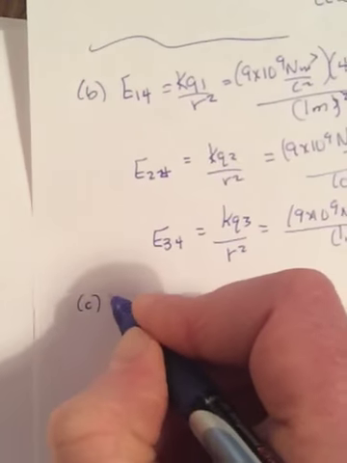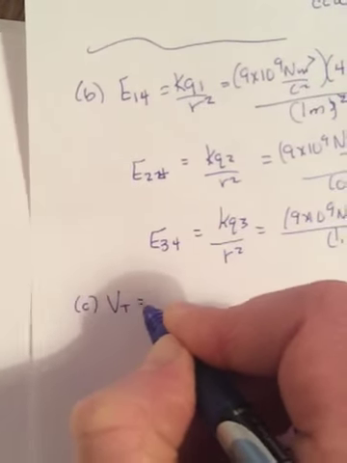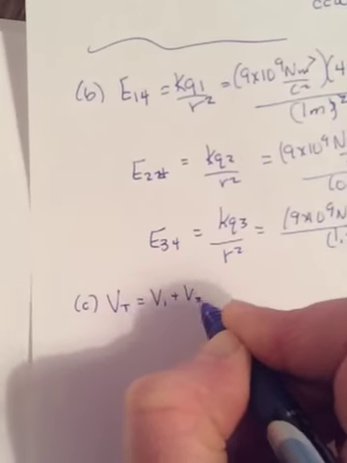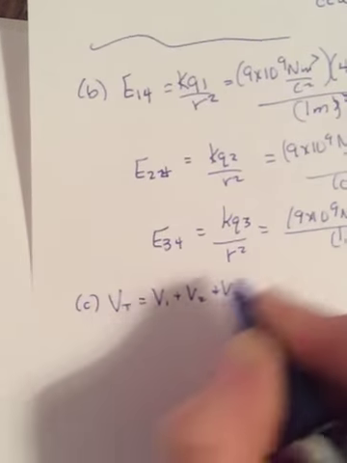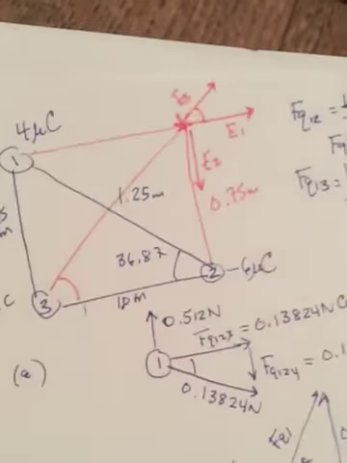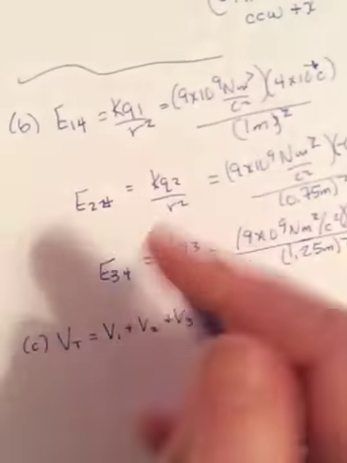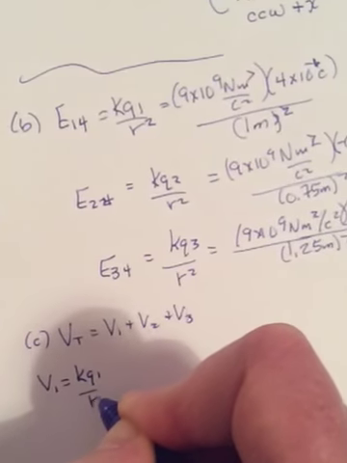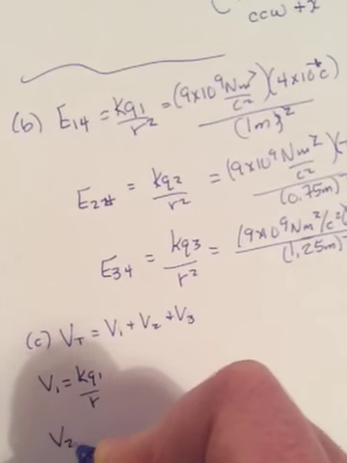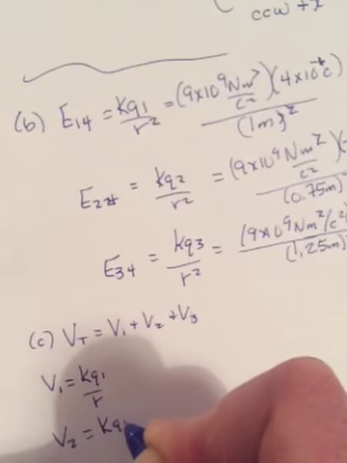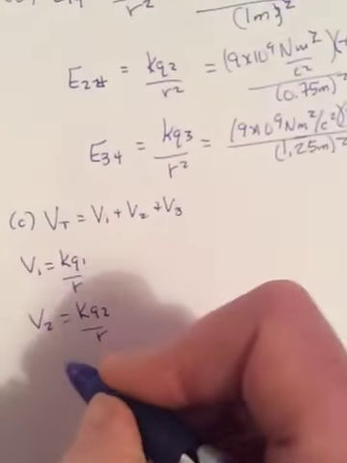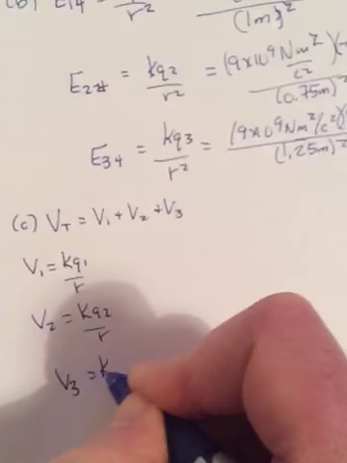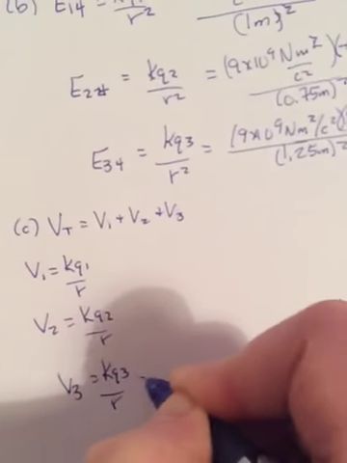The last part, C, wants potential difference. So remember, V total is equal to V1 plus V2 plus V3, and we're going to find it at the fourth corner again. And so you're going to do V1, which is KQ1 over R, V2, which is KQ2 over its R, and V3, which is KQ3 over its R.